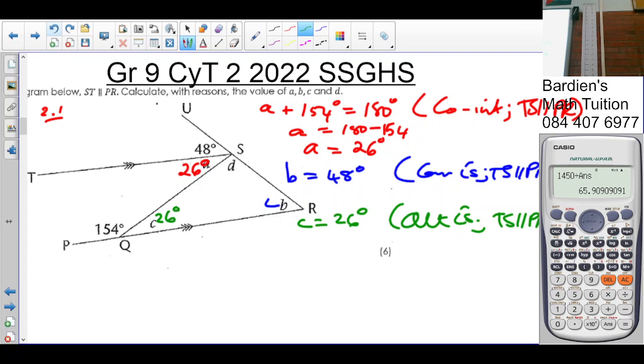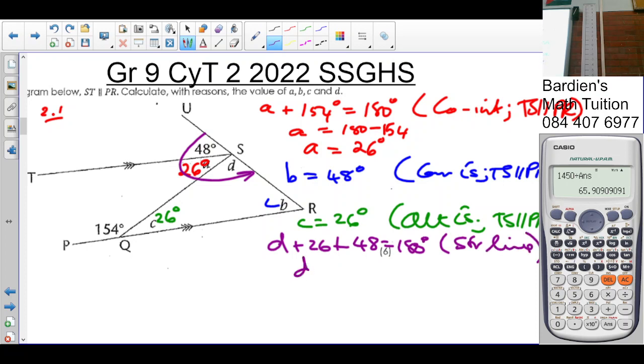To calculate D, you can use angles of a triangle, angles in a straight line, whatever. So D plus 26 plus 48 is equal to 180. It's angles in a straight line. So D is equal to 180 minus 74, which is going to be 106 degrees. Check if that's correct.